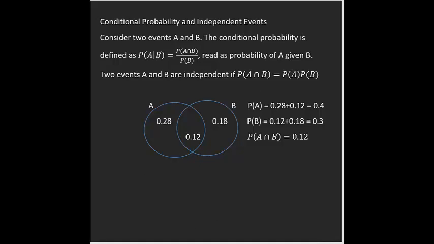We can look at the example now. The Venn diagram shows the intersection is 0.12, and the probability of A will be 0.28 plus 0.12, which is 0.4, and probability B is 0.12 plus 0.18, which is 0.3. Now if we multiply probability A with probability B, 0.4 times 0.3 is 0.12, which is exactly probability of A intersection B. So in this case, the events are independent, and we are done.